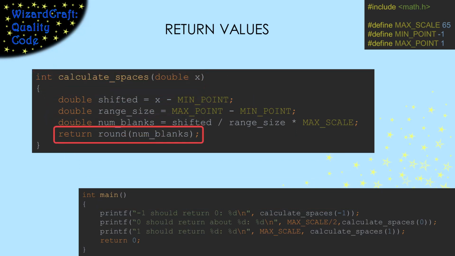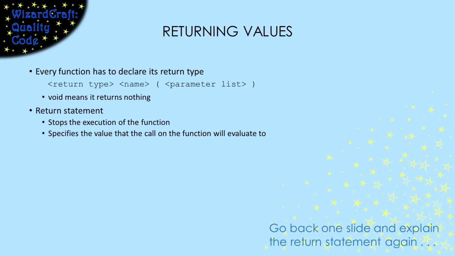And the magic for how it gives it back is in this return statement. Every function is declared like this. It has a return type, a name, and then a parameter list in parentheses. If it doesn't return anything, its return type is void, which is what the return types for print heading and print line were. So the first part of making a function return a value is to specify the type of that value in the function's declaration.